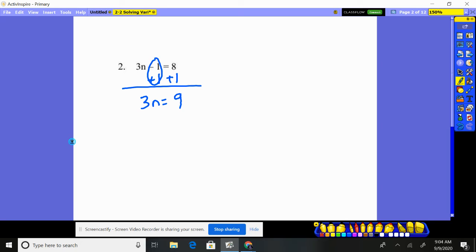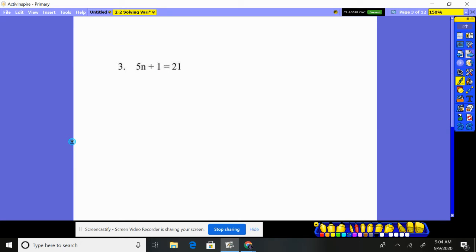And now I say, hey, I need n by itself. I don't want to know what 3 n's are worth. I want to know what a single n is worth. So I'm going to undo that multiplying by 3 by dividing both sides by 3. And that gives us n equals 3. And we can check it out. 3 times 3 is 9, minus 1 is 8. Yes, this is just a sequence of steps, an algorithm that we're using to solve each of these problems.